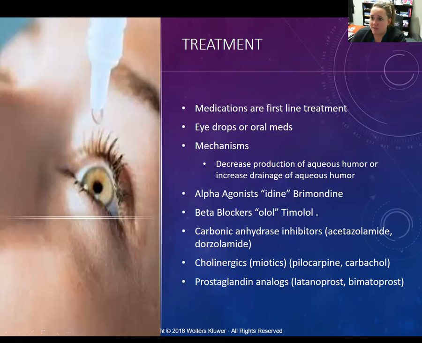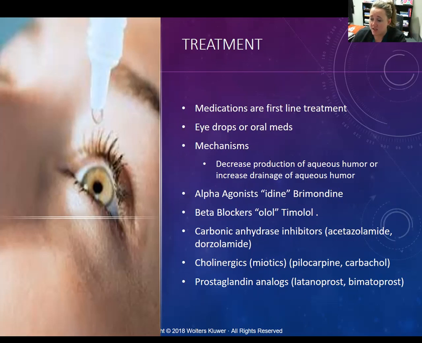So again, our treatment is first-line medications, eye drops, oral meds. We have alpha agonists. Activates alpha receptors and constricts the ciliary body, which decreases the aqueous production. So we're just making less aqueous fluid. Punctal occlusion is really, really important with these medications, the alpha agonists, because they can be very drowsy afterwards if we don't.